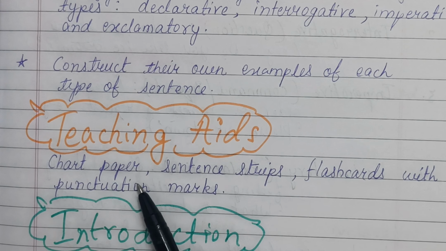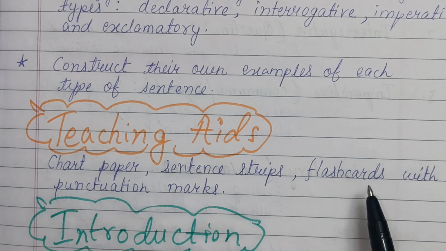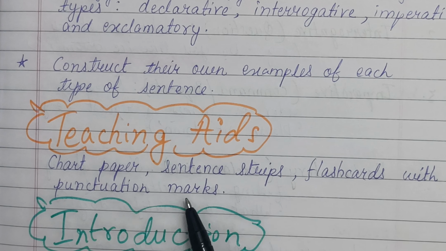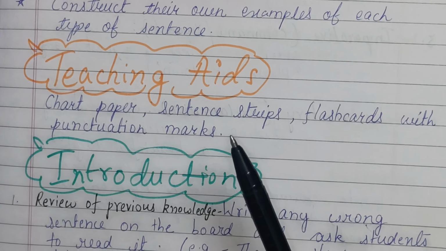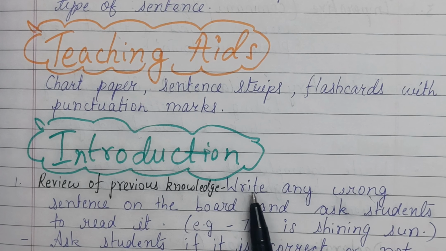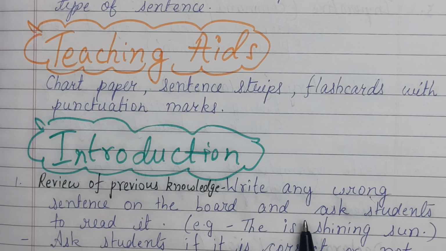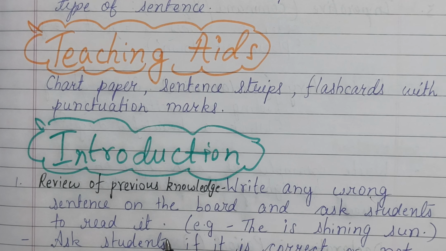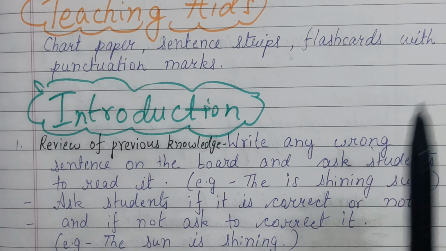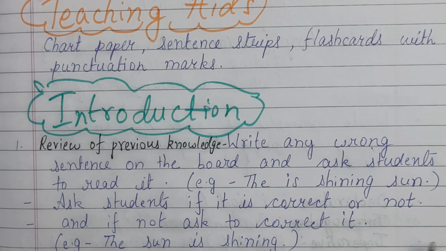You can use chart paper, sentence strips, flashcards with punctuation marks. So first is introduction. To check the previous knowledge of the students, write any wrong sentence on the board and ask students to read it. For example, "The is shining sun." Ask students if it is correct or not, and if it is not, then ask them to correct it.